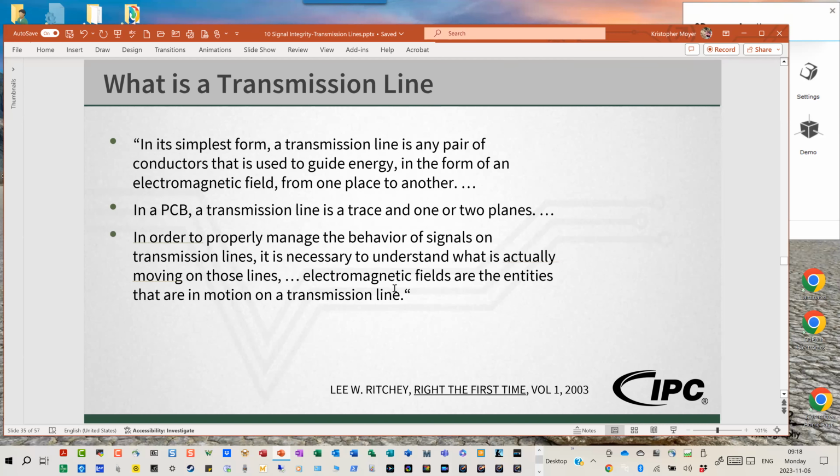In its simplest form, a transmission line is any pair of conductors that is used to guide the energy in the form of an electromagnetic field from one place to another. In a PCB, a transmission line is a trace and 1 or 2 planes. In order to properly manage the behavior of signals on transmission lines, it's necessary to understand what is actually moving on those lines, and electromagnetic fields are the entities that are in motion on transmission lines. Again, this is from Lee Ritchie's Right the First Time.